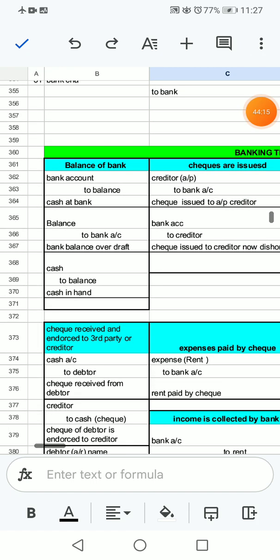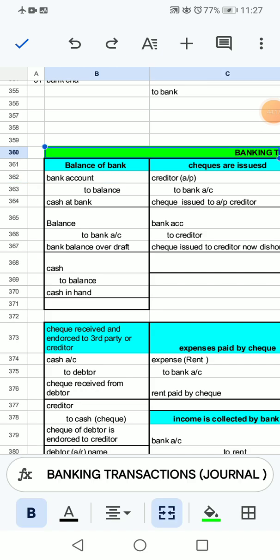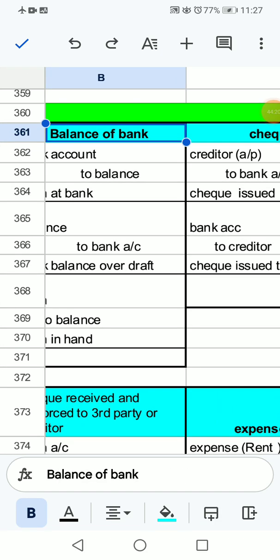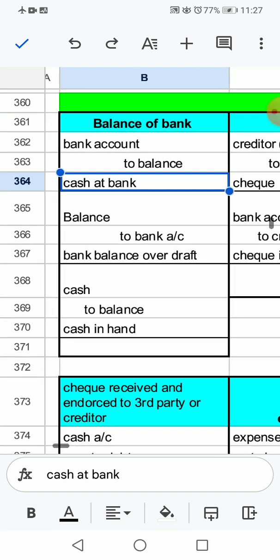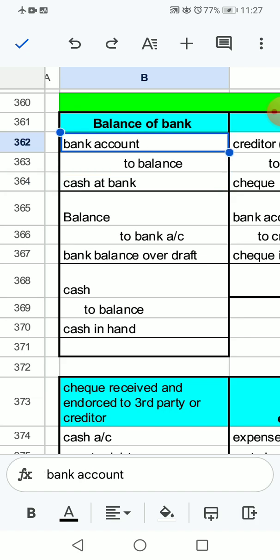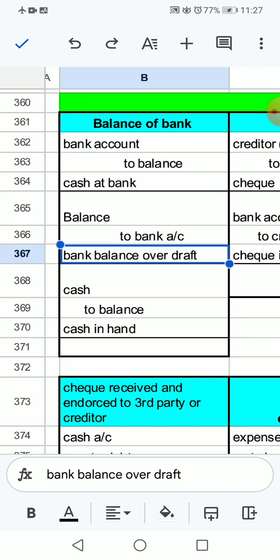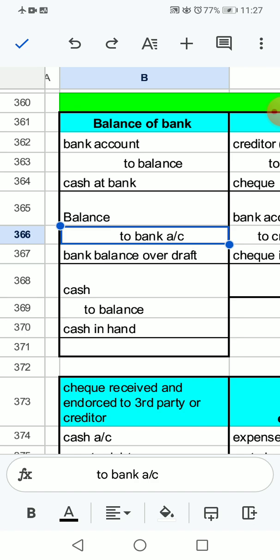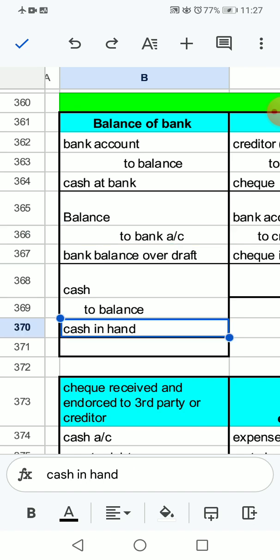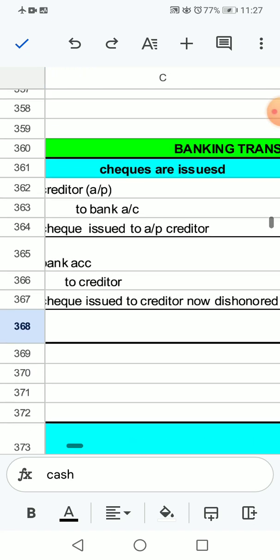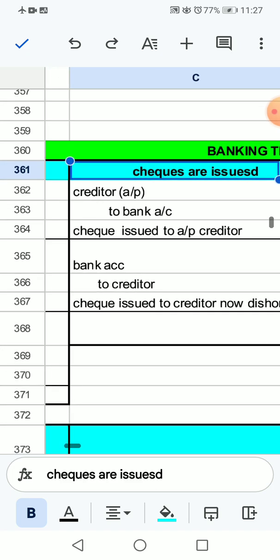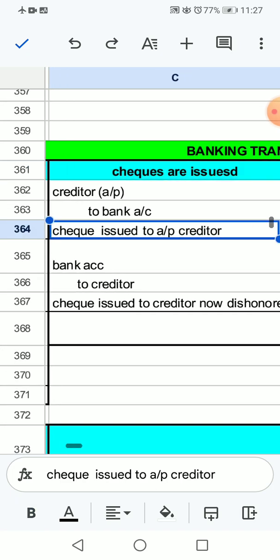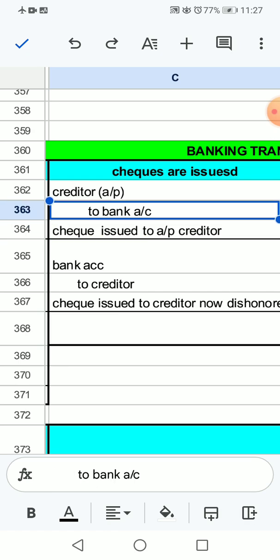The first portion was associated with the balance of bank. If you have cash at bank, your bank would be debited. If you have taken a loan as an overdraft, your bank account is credited. If you have cash in hand, not in your bank account, you will debit cash. And then you have seen check issued. If you have issued a check to your creditor, who will withdraw the amount from your bank account, your bank account would decrease. That is why you have written bank account on the credit side.